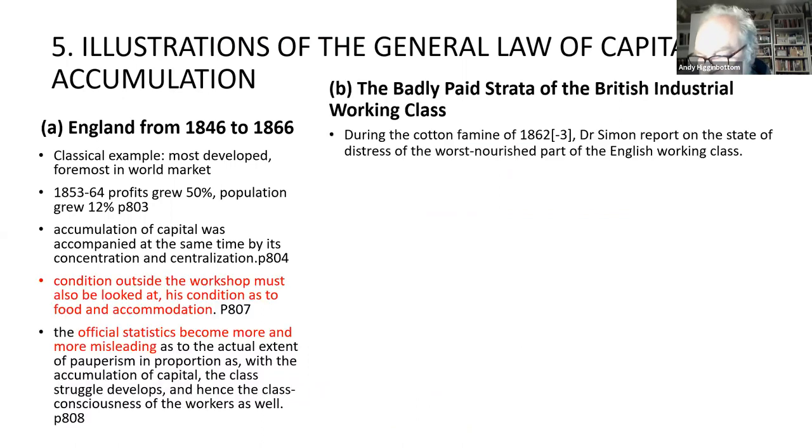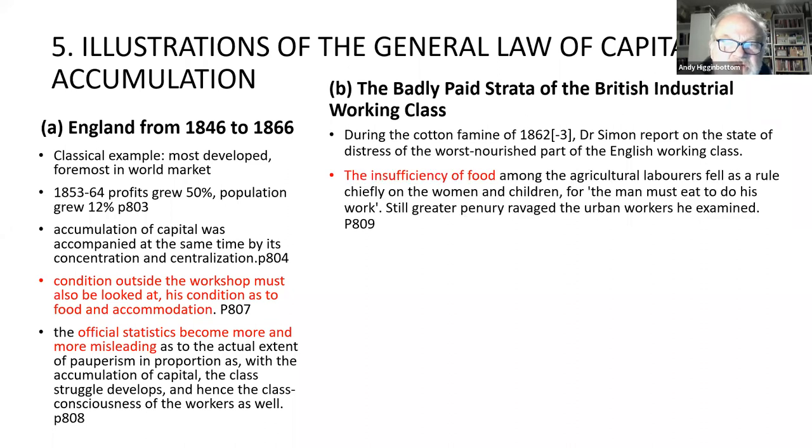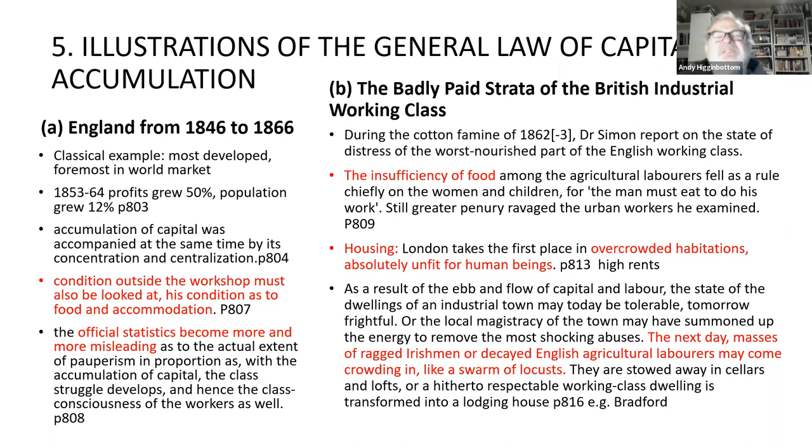Okay, the next sections, and I'm going to go on for about another 10 minutes or so, illustrate in a lot of detail from different angles what this means. If you like, these are case studies or empirical analyses based on his overall analysis. Okay, and he gives examples from England in particular. He gives examples of how overcrowded and badly fed the poorer sections of the English working class were. He also begins to bring out the effects of the Irish workers coming into Britain because of what's happened in their country, which we'll come on to. Okay, so he's looked quite carefully at the conditions of the working class.